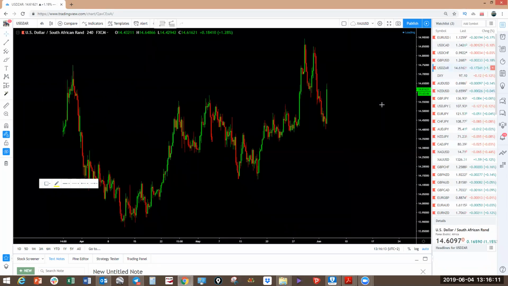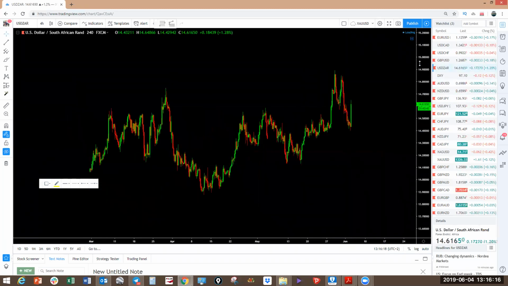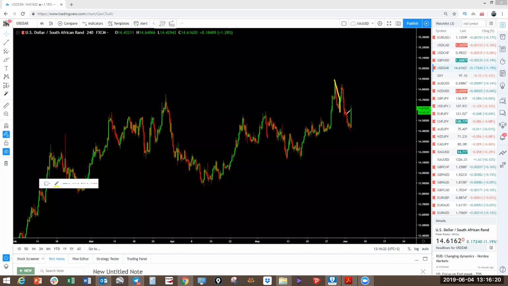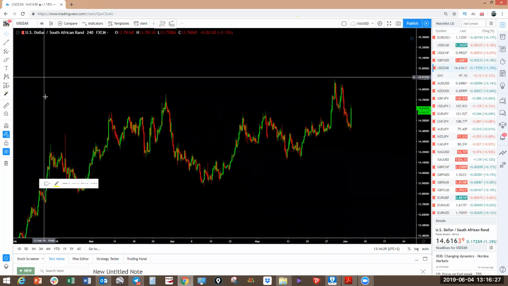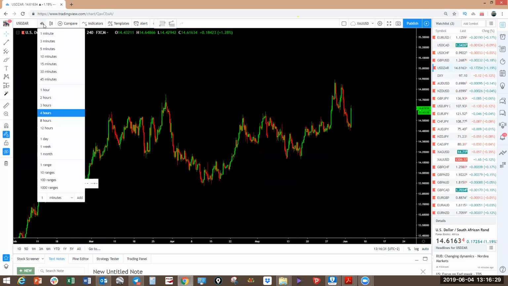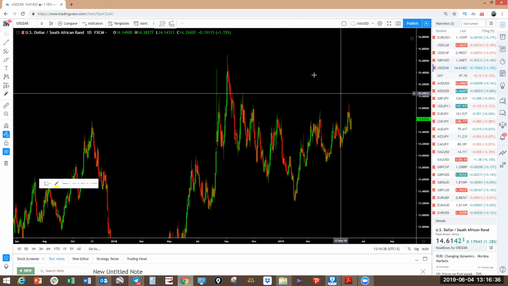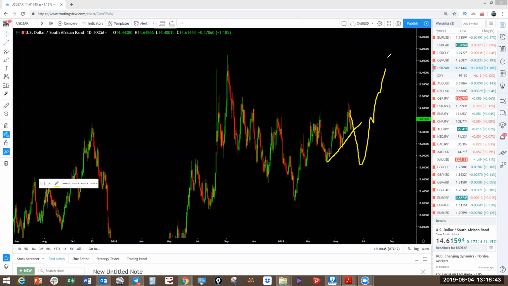US dollar ZAR, as correlated as it is with the US dollar CAD, we expect this to keep pushing higher. There it has made a three-way pullback. Remember the structure for US dollar ZAR, higher degree, is this one. So this could retest the bottom and then push higher.